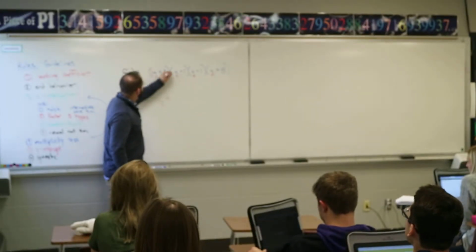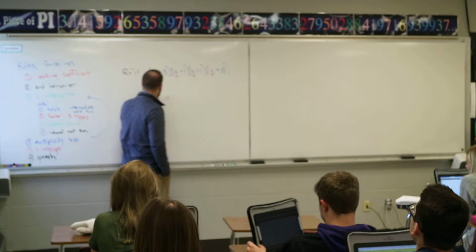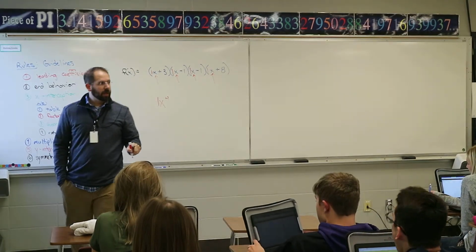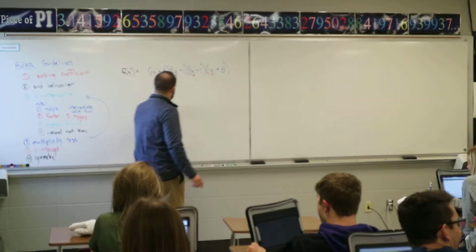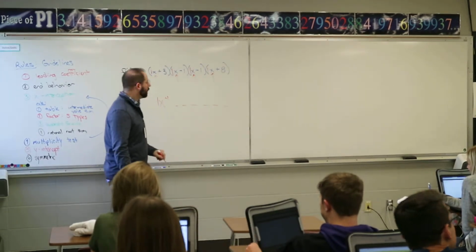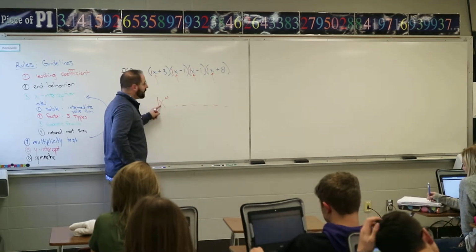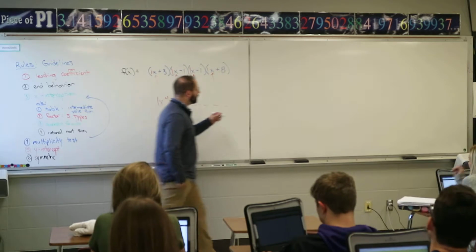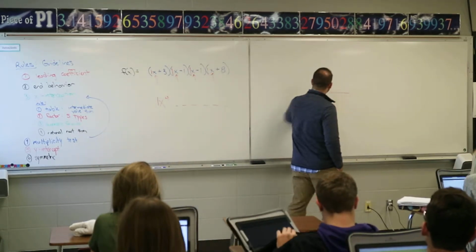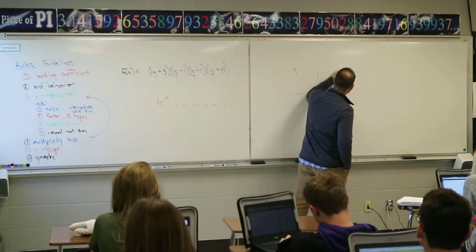X to the fourth, right? Do you agree with that? And in fact, it would be a 1. These are all 1s. I would actually get a positive 1 out front. Agreed? So, without even doing all the math, I don't even care about all this other stuff. I know that my biggest power is a 4, so the tails on the outside of this graph are going the same direction, and they're going up.